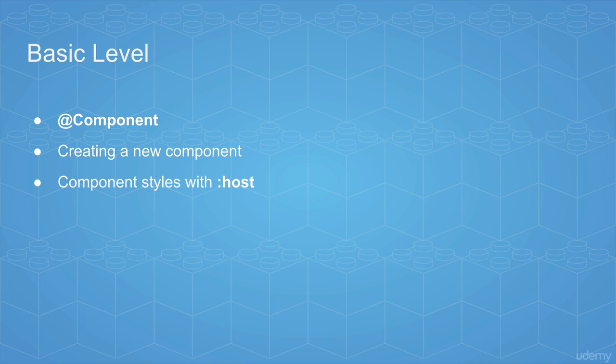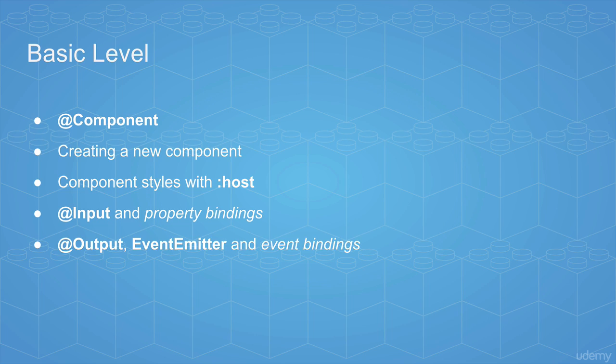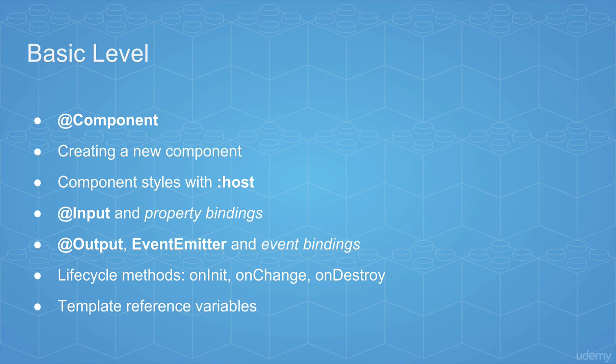In the first step, basic level, you're gonna see what is the component decorator, how to build a new component, how to provide the styles with the CSS pseudo class host. You will also see the input decorator and property bindings, the output decorator, event emitters, and how to do event bindings. You will see the component lifecycles. And finally, you will learn how to use the template reference variables.